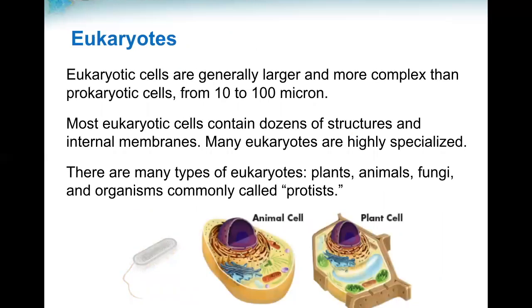Eukaryote cells are generally larger and more complex than prokaryote cells, from 10 to 100 micrometers. Most eukaryote cells contain dozens of structures and internal membranes. Many eukaryotes are highly specialized. There are many types of eukaryotes: plants, animals, fungi, and organisms commonly called protists.